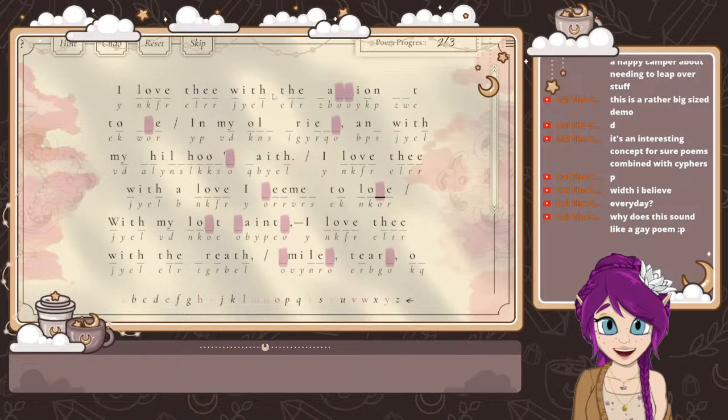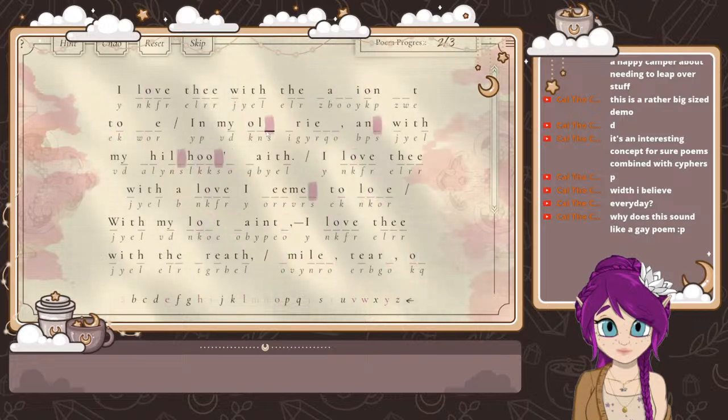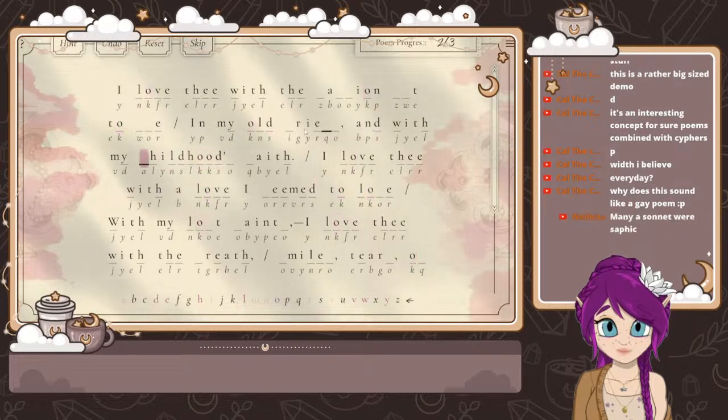I love thee with in my... I think this is wrong. This is and. In my old. Many a sonnet were, yeah.